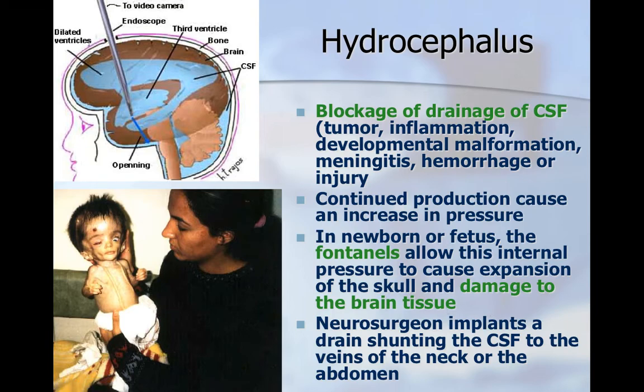A neurosurgeon implants a drain that shunts the cerebrospinal fluid to the veins of the neck or the abdomen. So what happens is whenever a baby is born like this, a neurosurgeon will go in and place this drainage tube so that this will drain down through the veins, the blood vessels of the neck or the abdomen. And it's important that it's the veins because those veins can accommodate that extra fluid and push it through the rest of the body, so it's not stuck in the child's head.